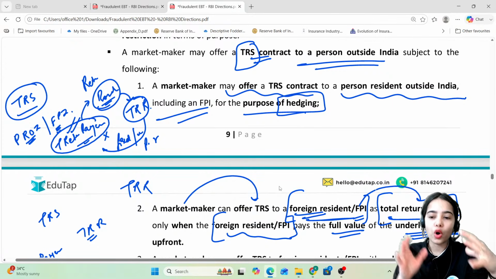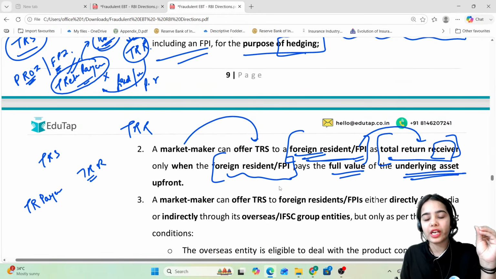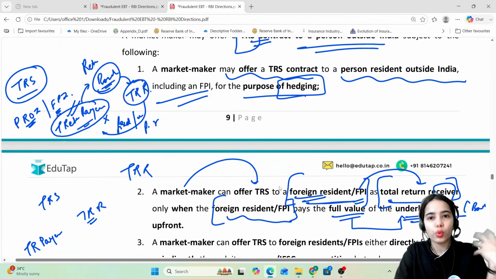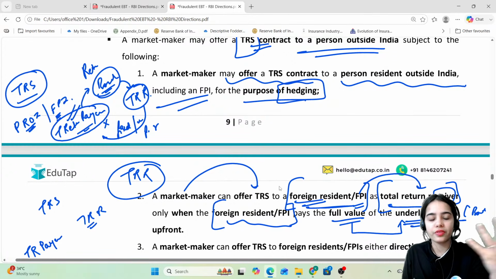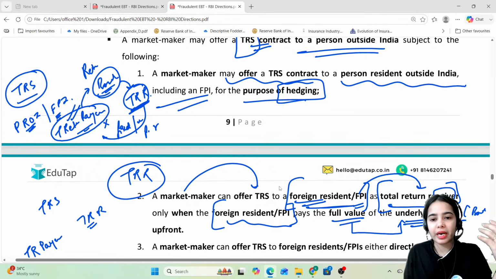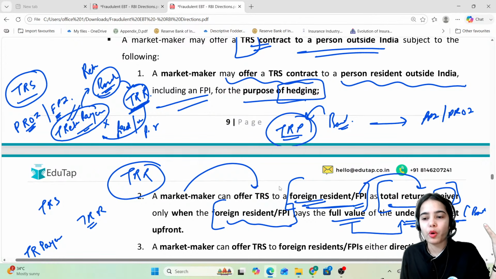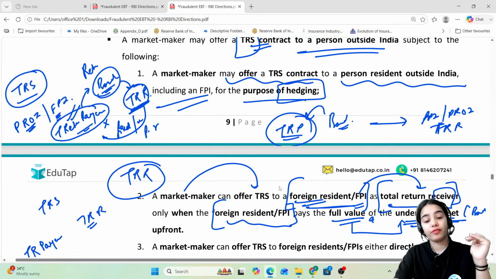But in case they want to become the total return receiver, they need to provide the full value of the underlying asset. They need to provide the full value of the bond, because they do not own the bond here. In the case of total return receiver, they do not own the bond. The total return receiver is receiving the returns from the bond that is held by the total return payer. So in case the bond is held by some other entity, and the FPI or the PROI wants to become the total return receiver, they need to pay the full value of the underlying asset upfront. So that is the idea.